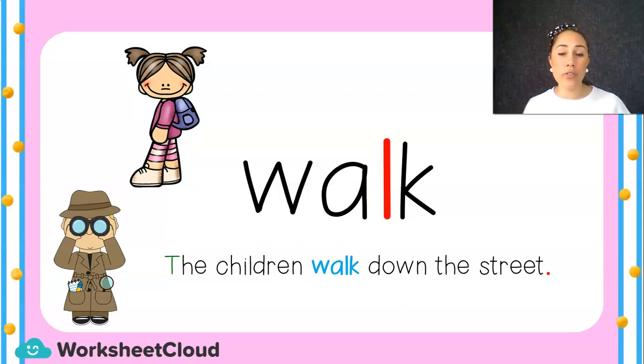Now I have a challenge for you. Can you remember which part of the sentence walk would be? What do we call something that we do, an action word? It is a verb, yes. And if we wanted to say the children walk down the street today, but we change it to past tense, it would be the children walked down the street. And we've been doing that throughout the lesson. You just haven't known it.